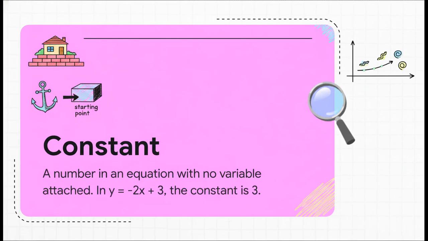And finally, there's the constant. This is the solid, unchanging number in the whole equation. So if you see y equals negative 2x plus 3, the constant is that 3. It's like our anchor, our fixed starting point before the variables start doing their thing.